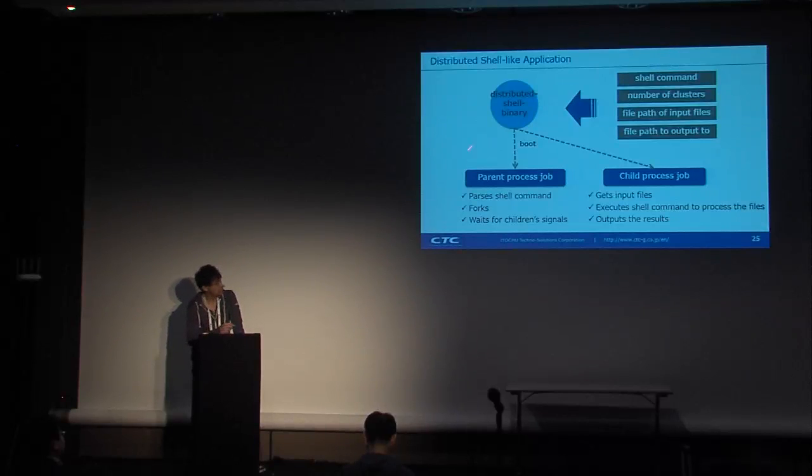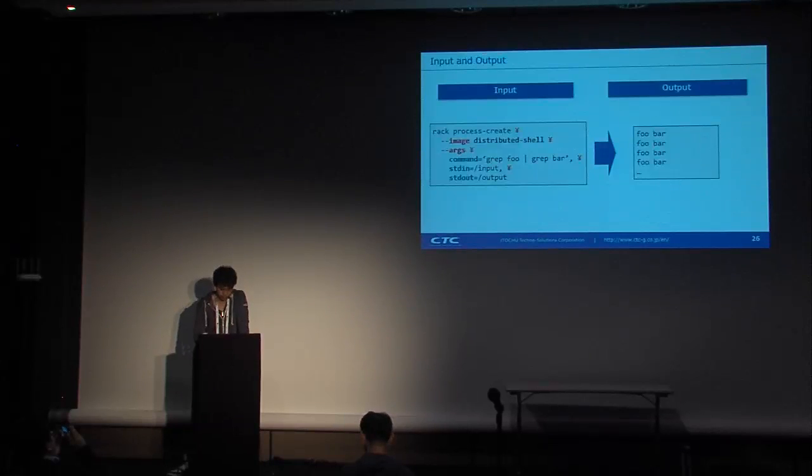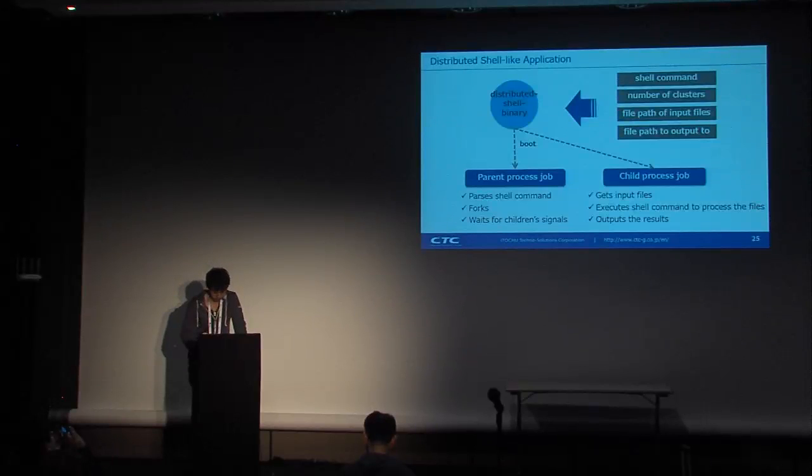So when this binary is launched as a parent, the parent passes the specified shell command, and then the parent forks. The parent process only waits for the children processes to finish their jobs. On the other hand, when this binary is launched as a child, it gets files to process and executes the shell command. The result files will be stored on the file system.